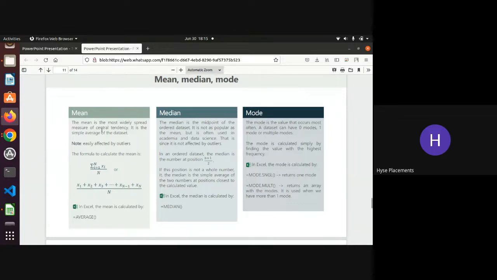As you can see, I have given the mean here. The mean is the most widely used measure of central tendency. Think of it like this: the mean is surrounded by all the data points. If you take the average, you get the center point of the entire data set. From the center, the mean explains a lot. Note that it is easily affected by outliers.